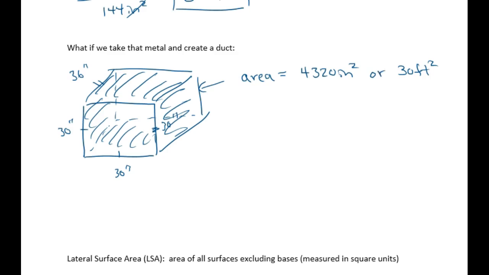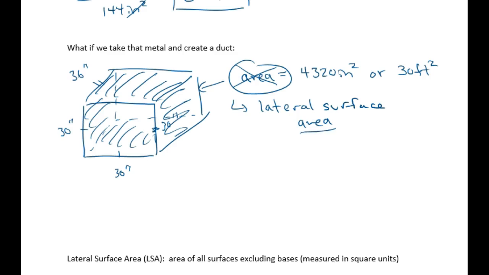Once we create it as a three-dimensional shape, we no longer really use just the term area. We now call this lateral surface area. So once we've created a three-dimensional shape from a two-dimensional shape, we're now looking at its surface area, the area around the particular shape. It's still an area, but we call this lateral surface area.